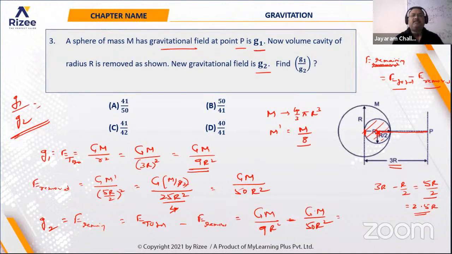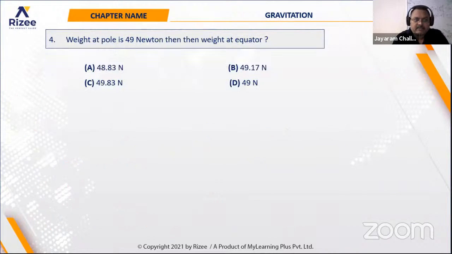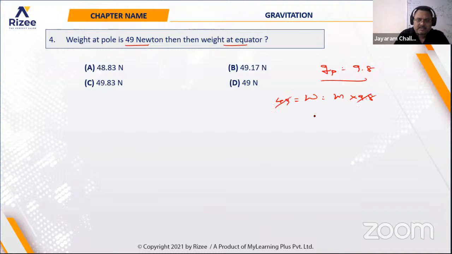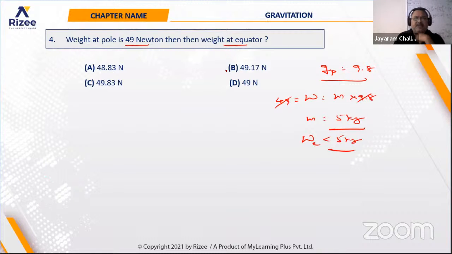Okay, so this is the information, please. Due to the weight of the pole, you can go for the weight of the pole at 49 newtons. Weight at the equator: G at the pole is equal to 9.8. So weight is equal to mass into 9.8. This is equal to 49, and solving this, you'll be getting the mass as 5 kg. The weight at the equator should be less than 49 newtons because G is going to be less in the given options.